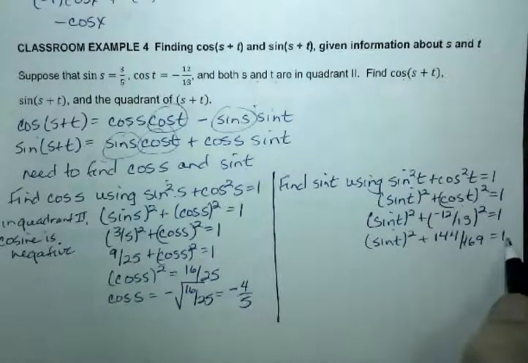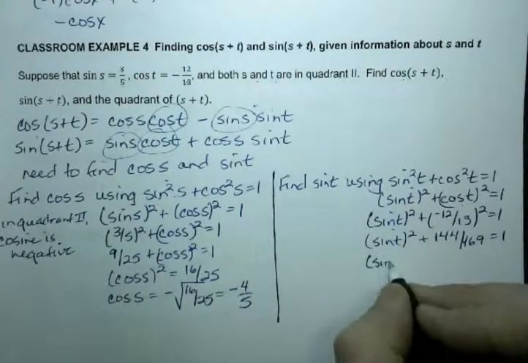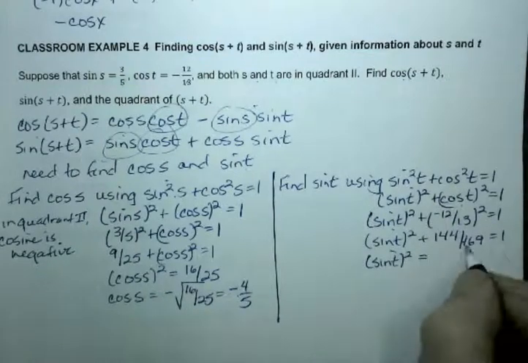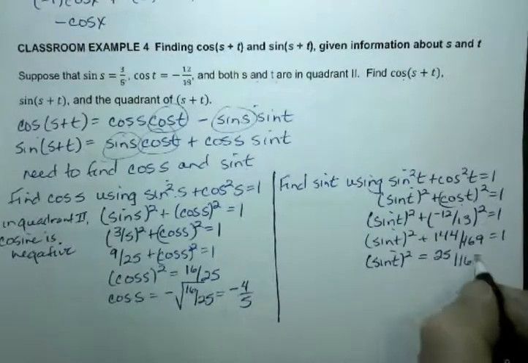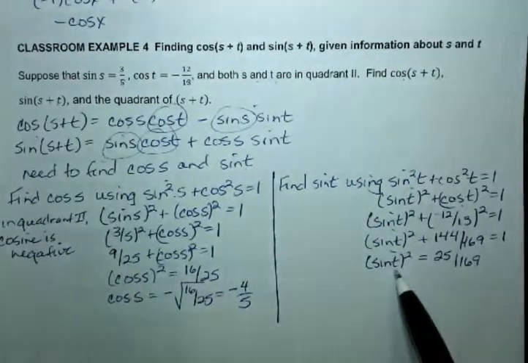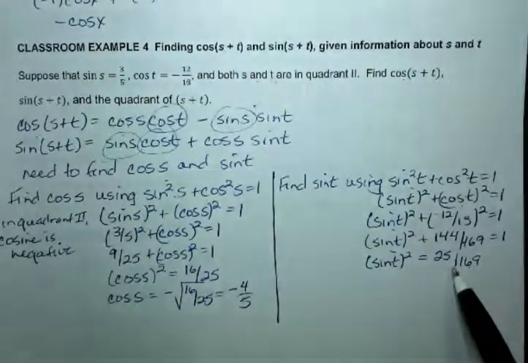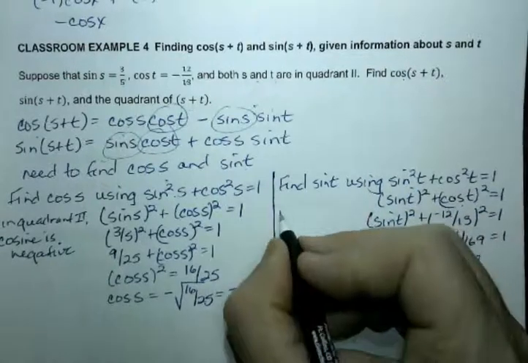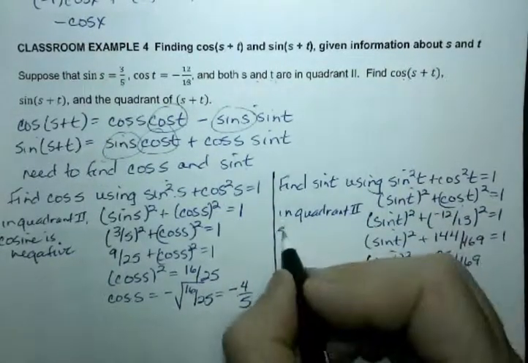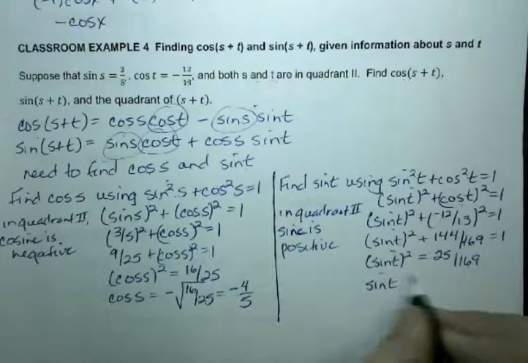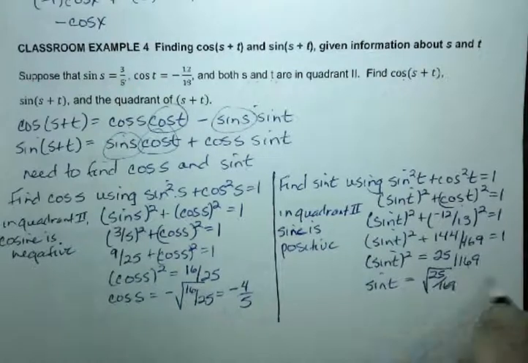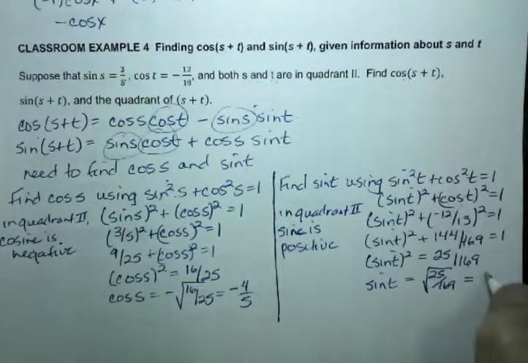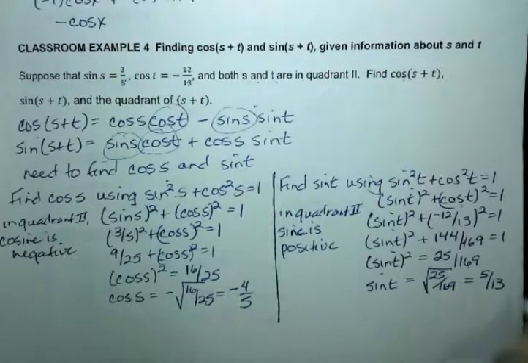Then I'm going to subtract that from both sides. 1 minus 144 over 169 is going to give me 25 over 169. Now I'm to the point where I want to take the square root of each side, so I have to check whether my answer should be positive or negative. In quadrant 2, the sine of my angle would be positive. I take the square root of both sides here. That means I'm taking the positive square root. The square root of 25 over 169 would give me 5/13.